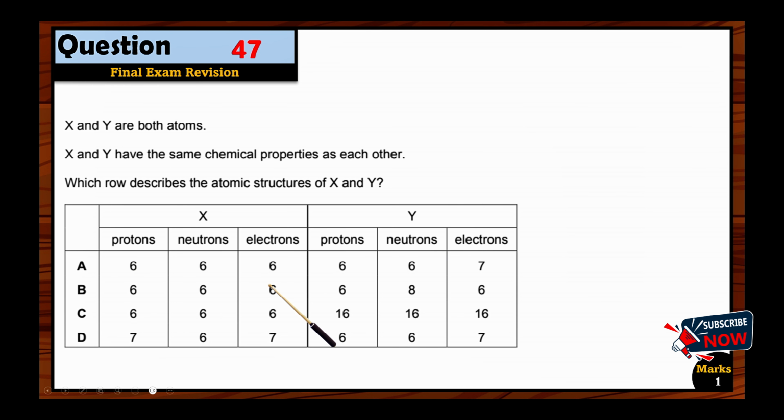Option A: the proton number is equal, yes, but the electron number is not equal. That's wrong. In another option the proton number is equal and the electron number is also equal, but it's not right because of the numbers 6 and 16 given here. So we are left with only option B, because protons and electrons are the same: 6 protons and 6 electrons, and here also 6 protons and 6 electrons. Only the neutron number is different. So option B is right.